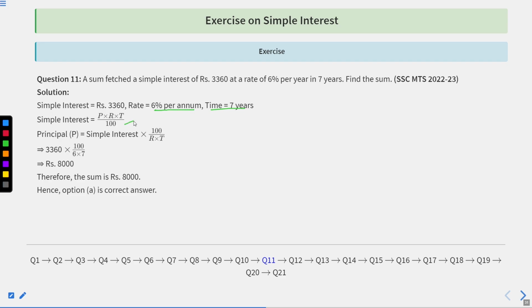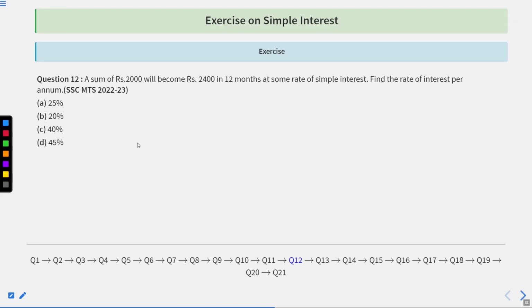So the simple interest is given by P into R into T upon 100. So the principal is equal to simple interest into 100 upon R into T. So it is equal to 3,360 into 100 upon 6 into 7. So the sum is 8,000 rupees. So the correct option here is option A, the sum of 8,000 rupees.